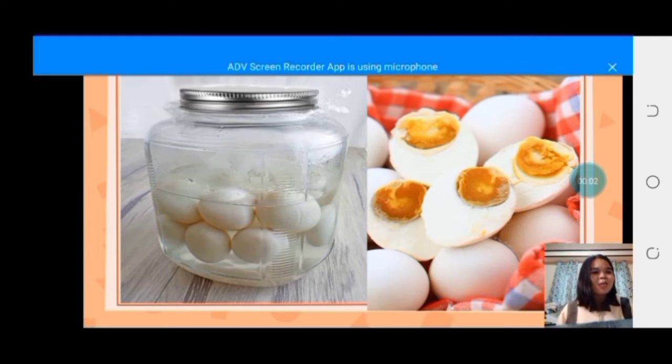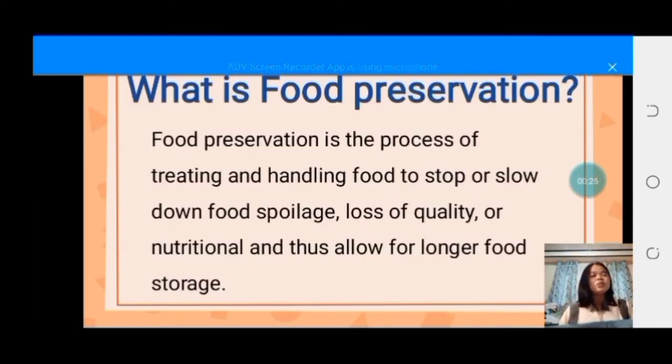Okay, class, what have you noticed in the pictures? Anyone? Okay, very good. It is a salted egg, a strawberry jam, and a peanut butter. So it is called food preservation. Very good, class. Now, what is food preservation?